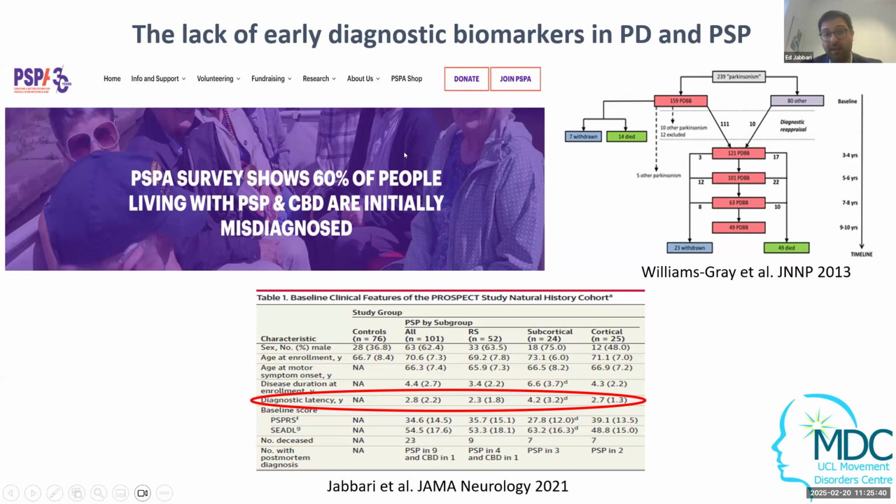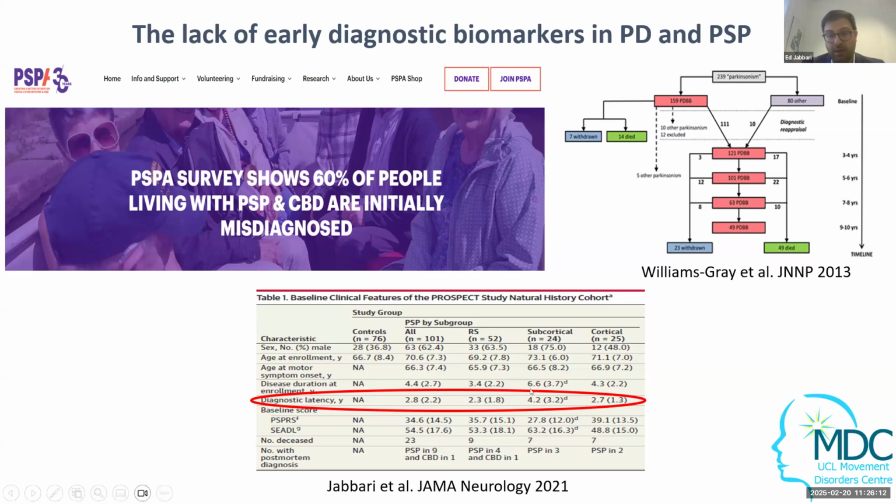You can look at it the other way, which is that if you take patients with PSP and CBD who have a diagnosis of those conditions, and you ask them to look back, were you misdiagnosed with something else? The PSPA's own survey has found that up to 60% of people living with PSP and CBD were initially misdiagnosed. And you can be pretty sure that a majority of those misdiagnoses were patients that have been diagnosed with Parkinson's disease incorrectly.